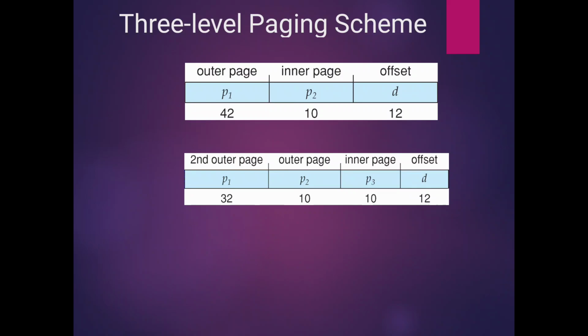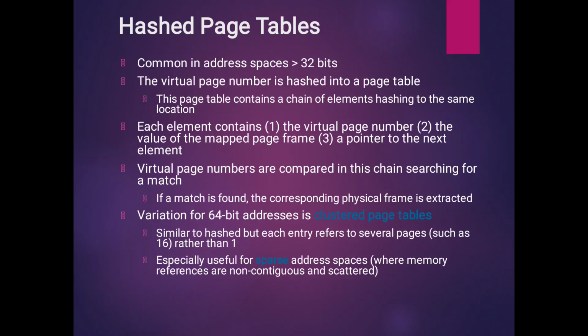So in a three-level paging scheme, the outer page number is again subdivided. The hashed page table is common in address spaces larger than 32 bits. A virtual page number is hashed into a page table. This page table contains a chain of elements hashing to the same location. Each element contains the virtual page number, the value of the mapped page frame, and a pointer to the next element. So virtual page numbers are compared in this chain, searching for a match. If a match is found, the corresponding physical frame is extracted. A variation for 64-bit addresses is the clustered page table, similar to hashed, but each entry refers to several pages.